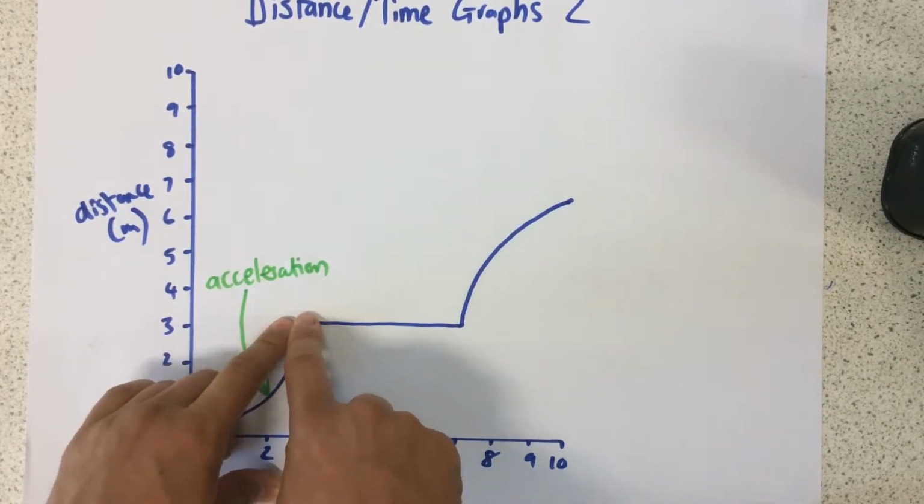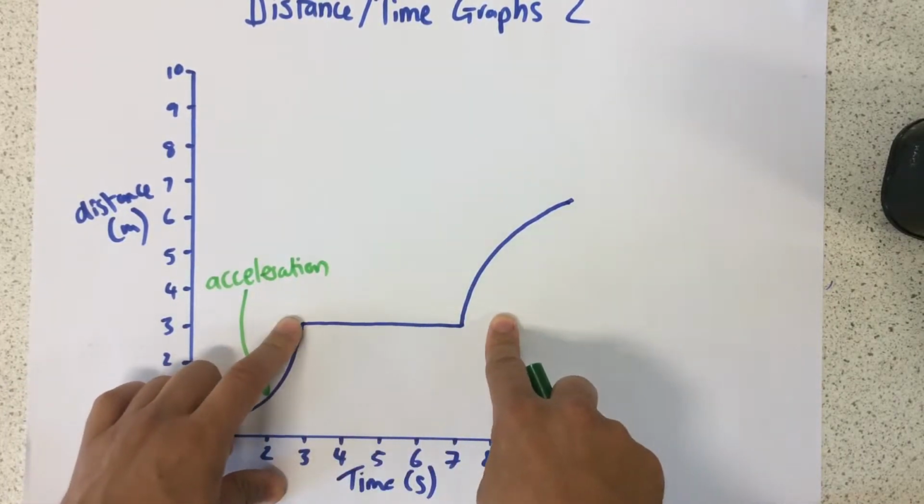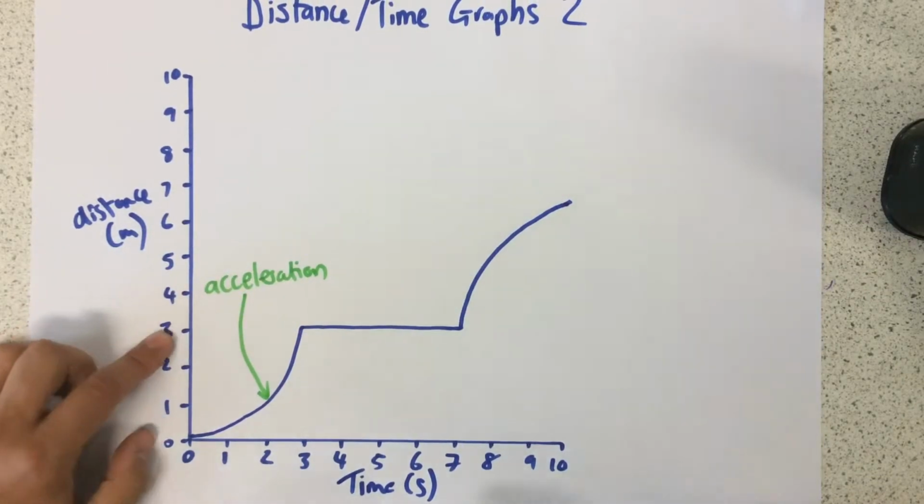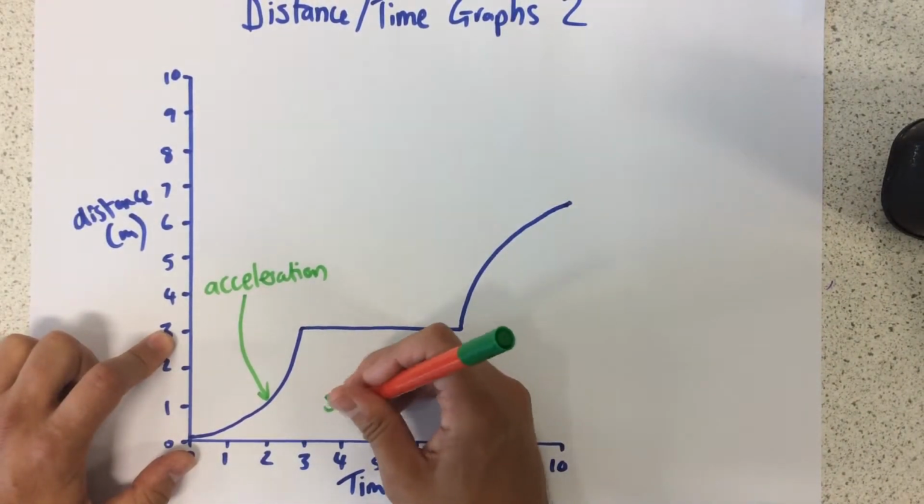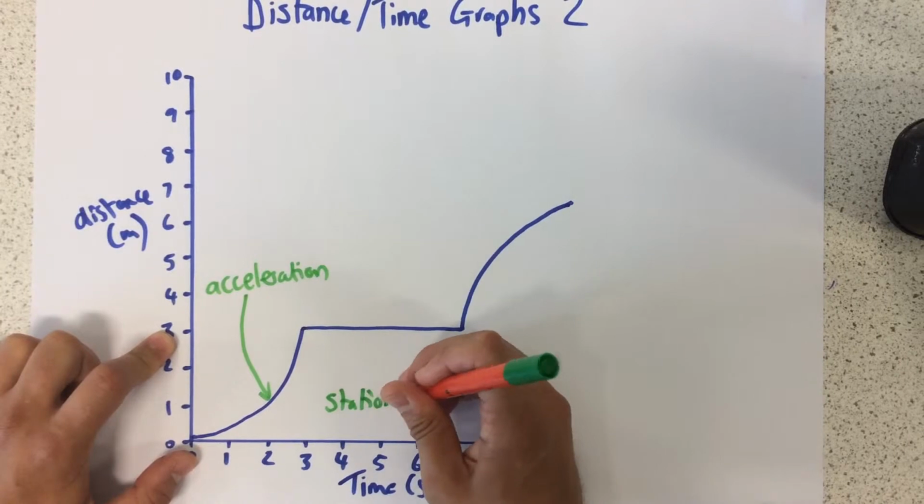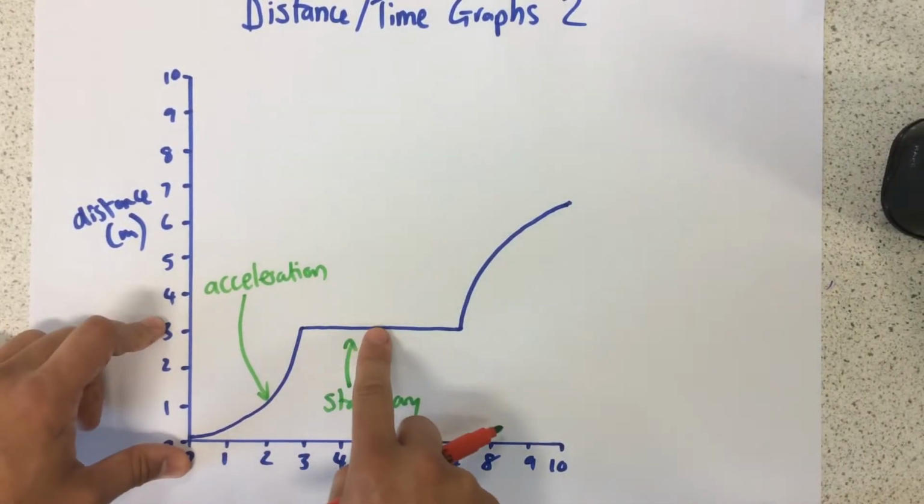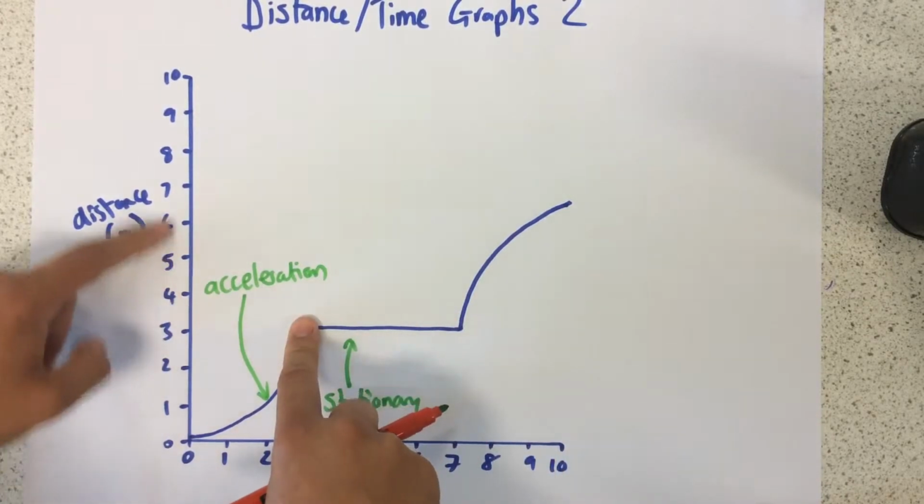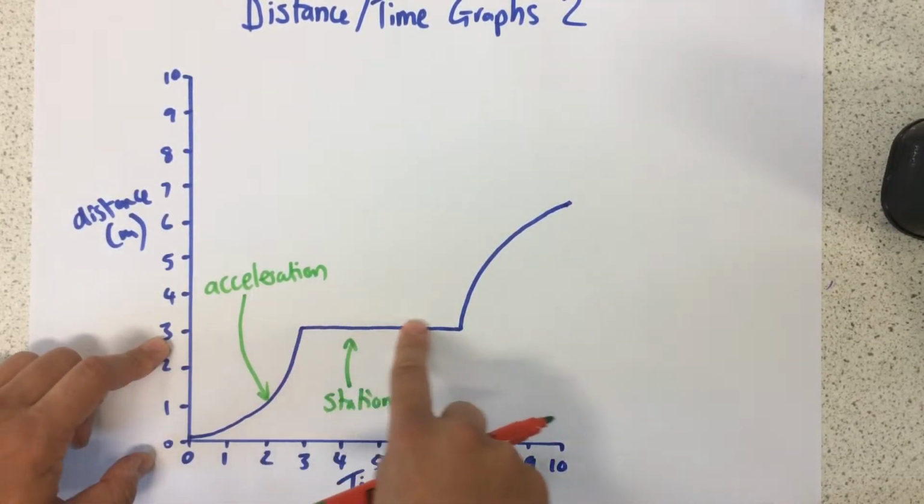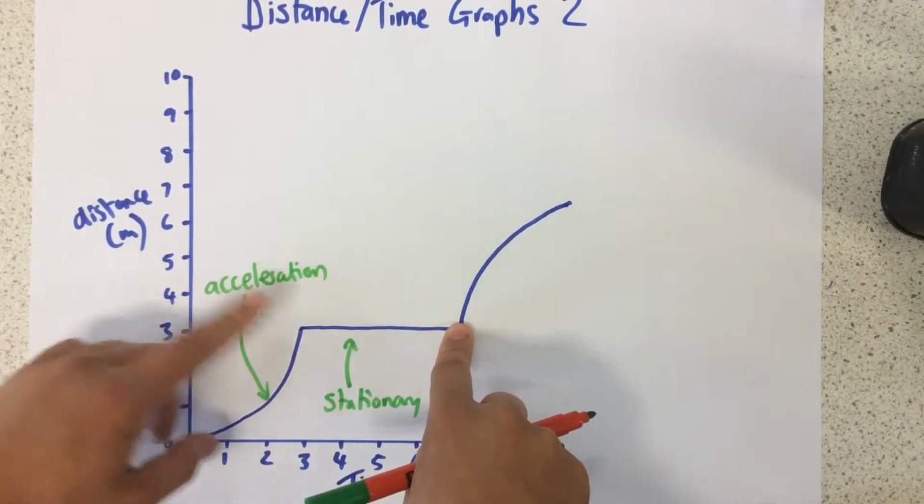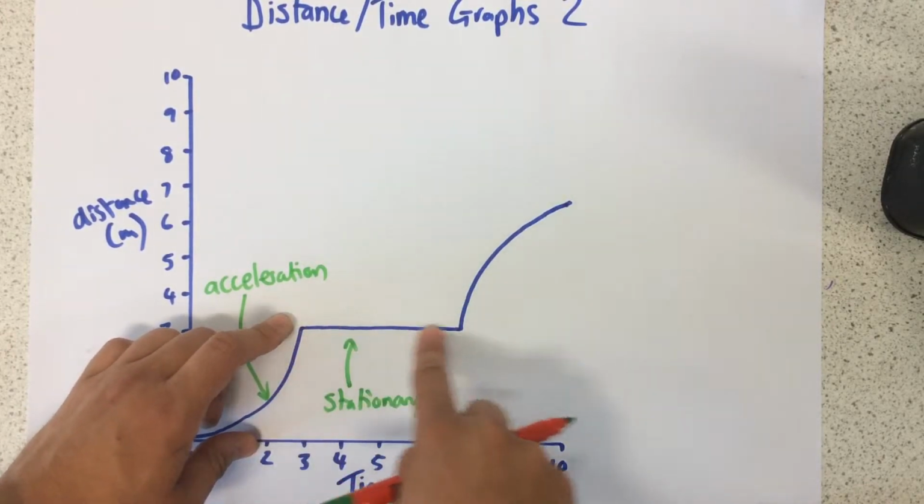Just like with the previous video, whenever we have a flat horizontal line like this in a distance time graph, it shows that the object is stationary. That means staying still. I can tell this because as time passes, we are not going any further. So it's staying at 3 meters in total. It's not going up, not getting further, so it's stationary.